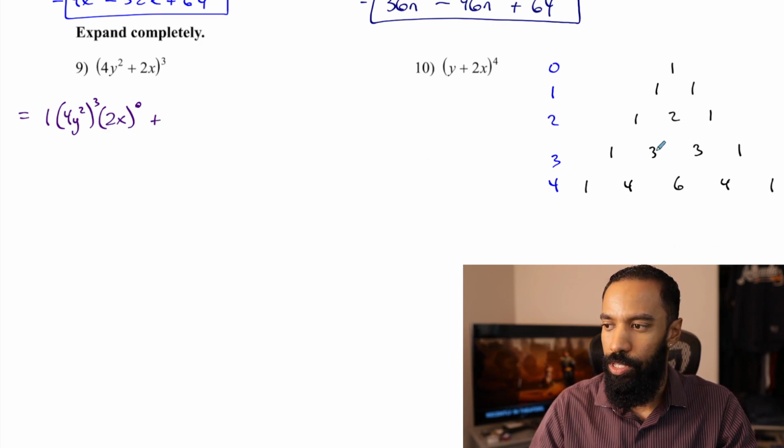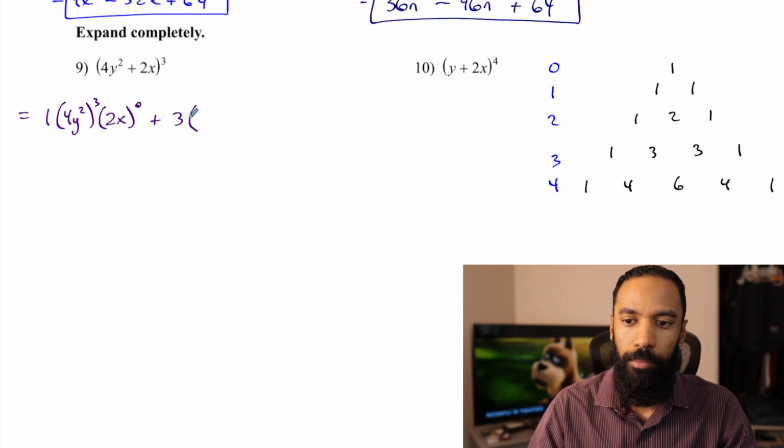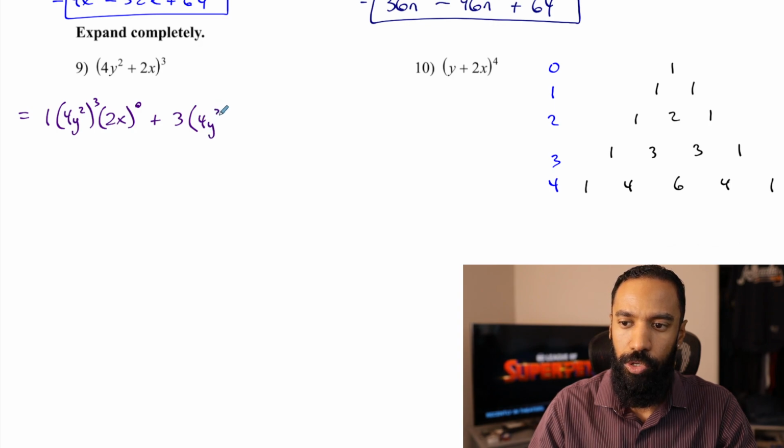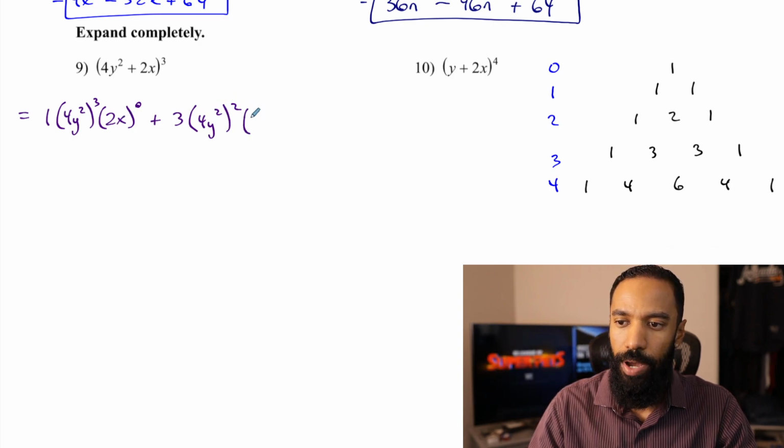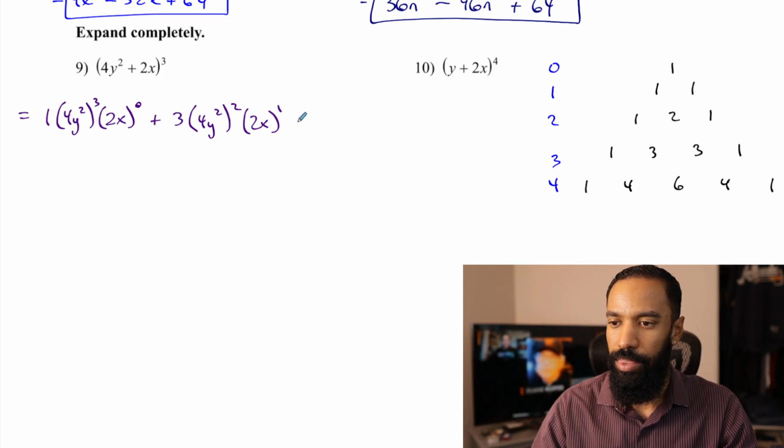Plus, go to the next coefficient, 3. 3 multiplies by the first term here, 4y squared, which will get squared. And then 2x will be raised to the first power. 2 plus 1 is 3. And then there's that 3 right there.